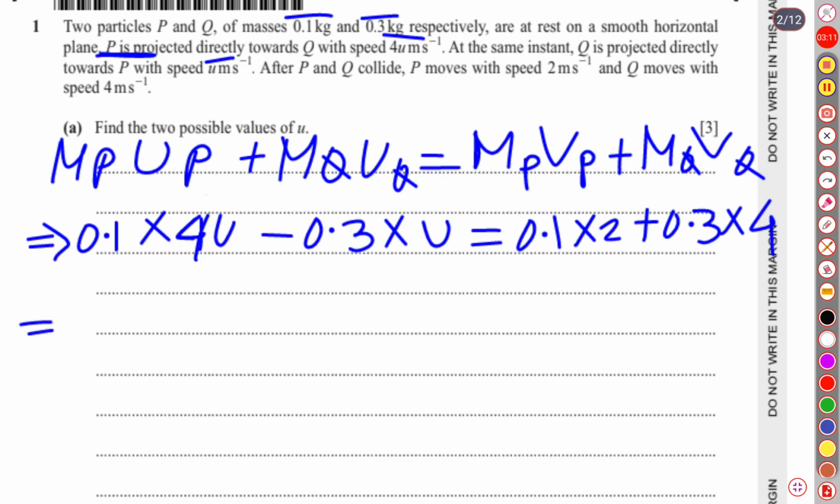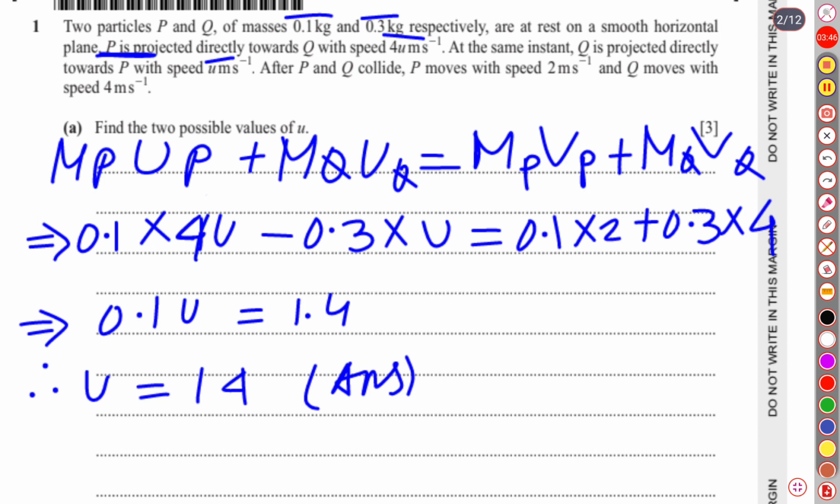Then if we simplify this, it is going to be 4u and 3u. That means if we subtract, it is going to be 0.1u is equal to, on the right side, if we do addition, it is going to be 1.4. Hence our u is equal to 14. Meter per second need not be written, dimension is already given. u is 14. So this is one of the values.